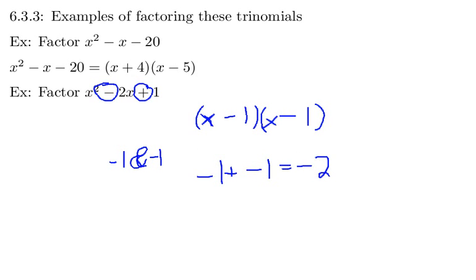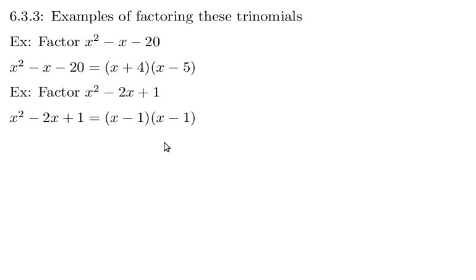So let's go ahead and write that out. So if we have x squared minus 2x plus 1 equals x minus 1 times x minus 1. Okay, let's go ahead and clear all that stuff off. So we can check this answer once again by multiplying, by distributing.